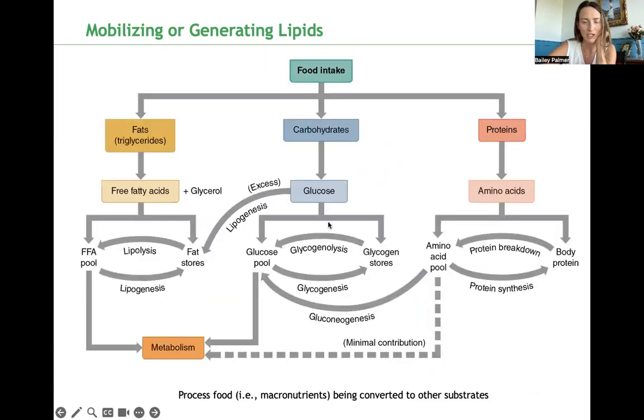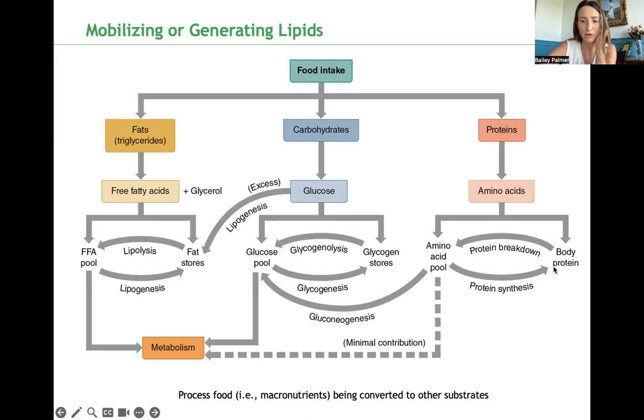And like I said, this picture I like a lot. So if we look up here, we have our food intake. We have fats, carbohydrates, and proteins. So let's look over here and start with protein. We know protein is broken down into amino acids. Amino acids are technically not stored on the body. It contributes to our body's protein, which is our muscle tissue found in bones, skin, hair, all of that.